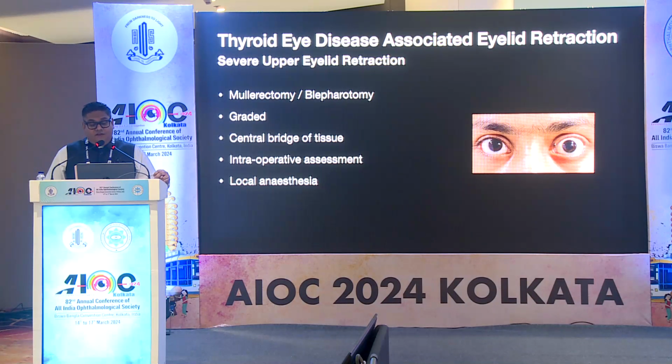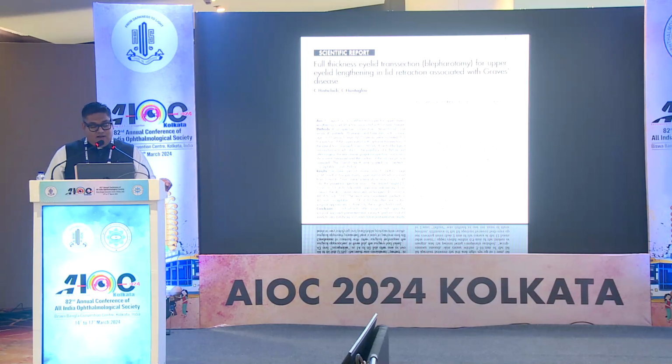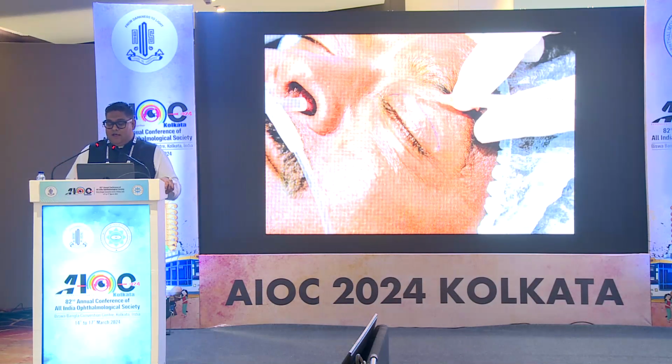And finally, in severe thyroid eye disease related retraction, I can do a Muellerectomy or full thickness blepharotomy, which can be graded based on the severity. The full thickness includes an incision through the lid skin, the orbicularis, and at the upper edge of the tarsus, separating the attachment of the levator or the Mueller's with the tarsus, and creating an open space where one could even add a spacer graft, and done under local anesthesia. There are many papers that have shown this to be a very predictable technique.